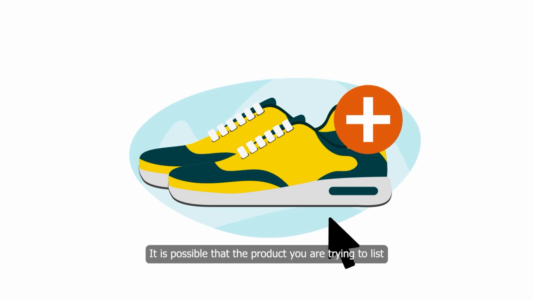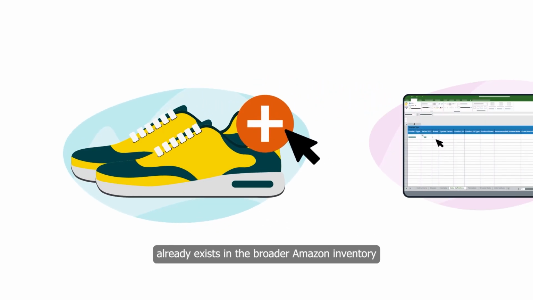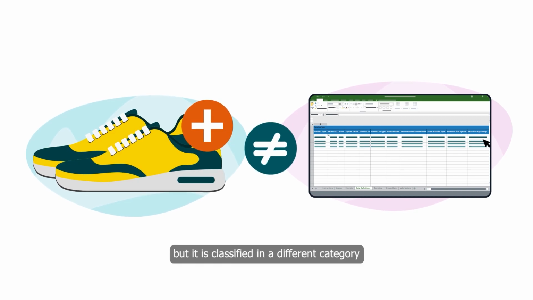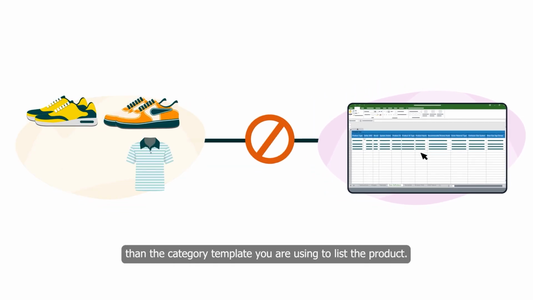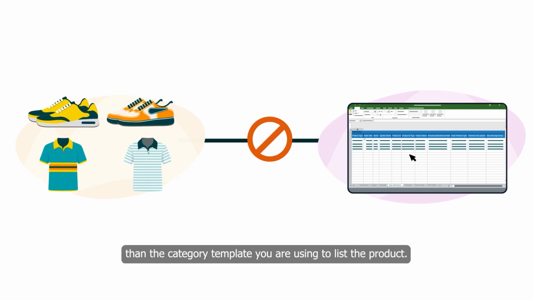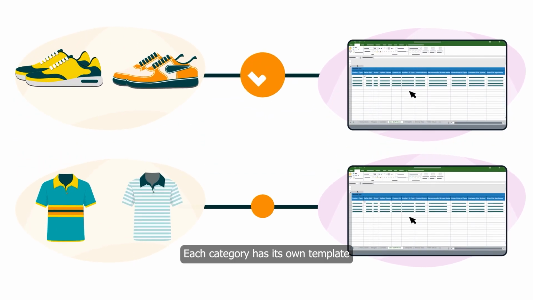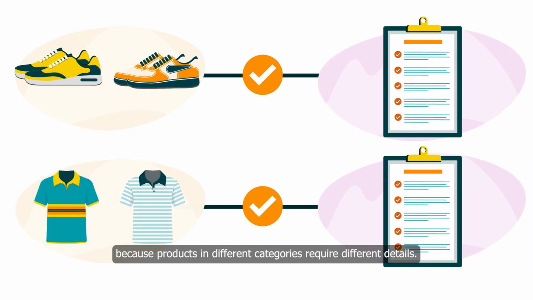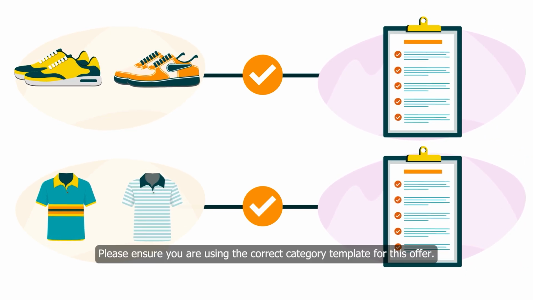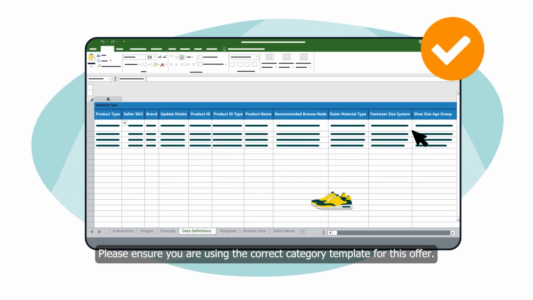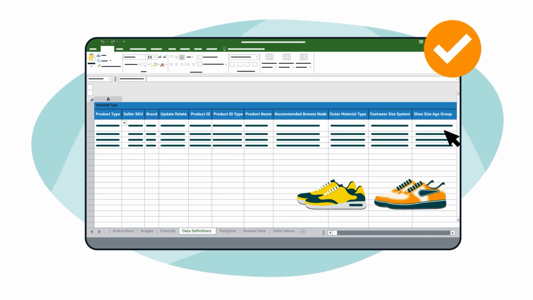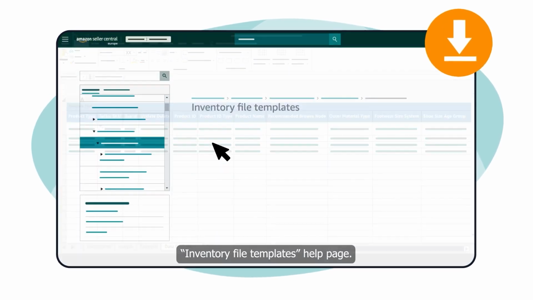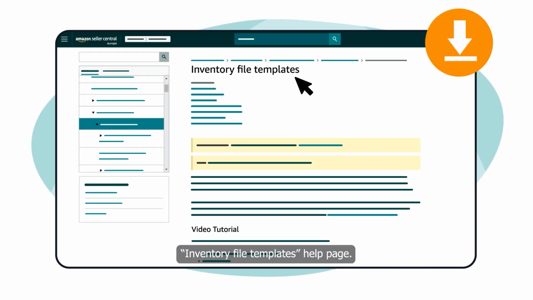It is possible that the product you are trying to list already exists in the broader Amazon inventory, but is classified in a different category than the category template you are using to list the product. Each category has its own template because products in different categories require different details. Please ensure you are using the correct category template for this offer. You can download category-specific templates from the Inventory File Templates help page.